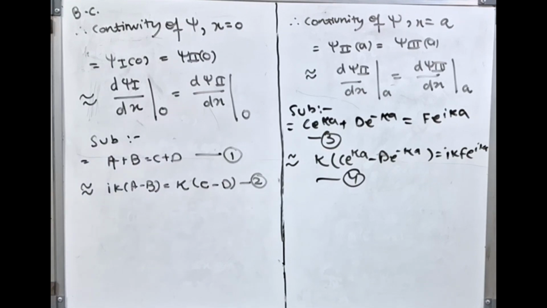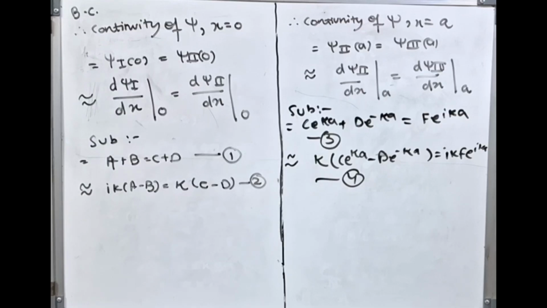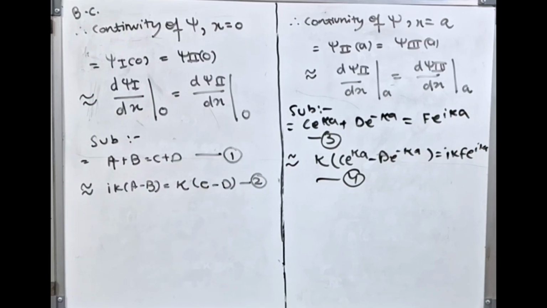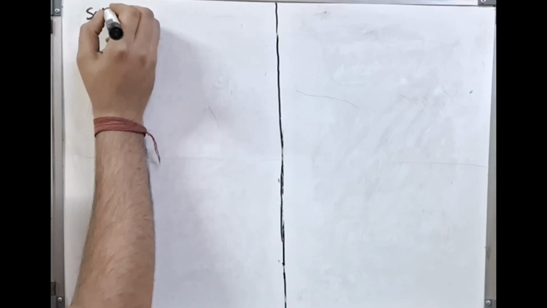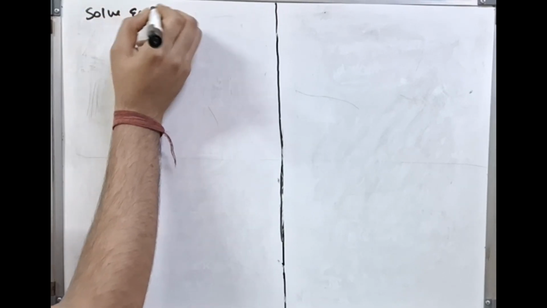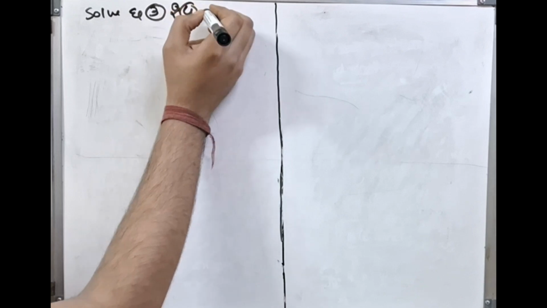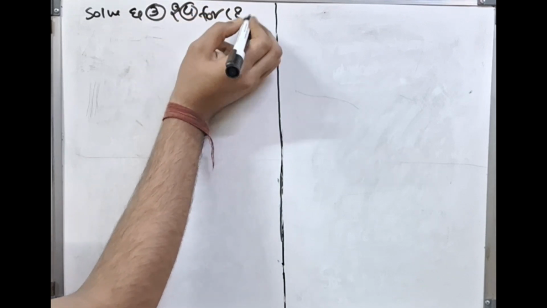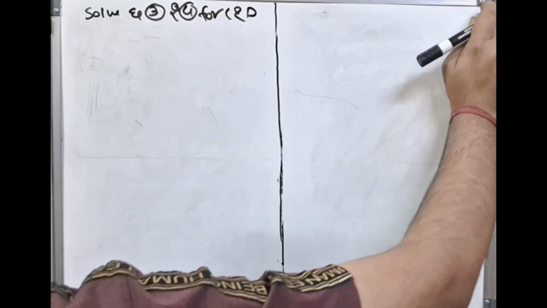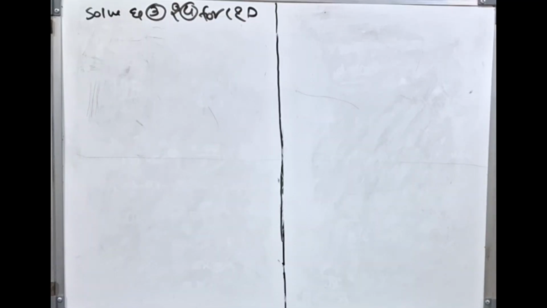And let me be clear that our goal is to find f upon a, because the final formula is t is f upon a mod square, right? So we are going to find f upon a. That is our aim, right? So we are going to simplify this as much as we can. So we solve equation 3 and 4 for c and d, because in equation 3 and 4 we have c and d in it, and we are going to just simplify it as much as we can.